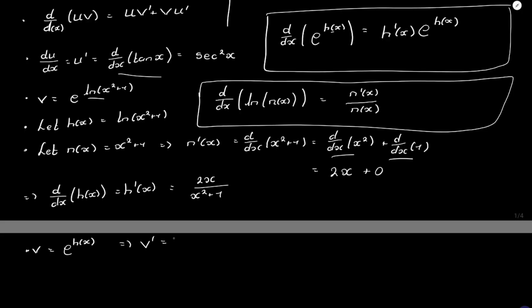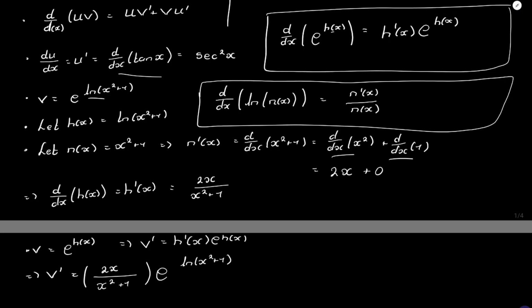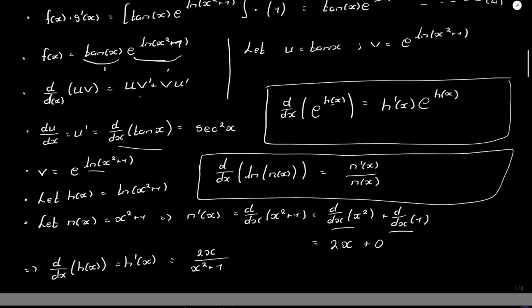This implies that v prime is equal to h prime of x e to the h of x. What is our h prime? 2x on x squared plus 1 times e to the ln of x squared plus 1. So I've calculated v prime, we've calculated u prime. We know u, we know v, we can then find f prime of x.